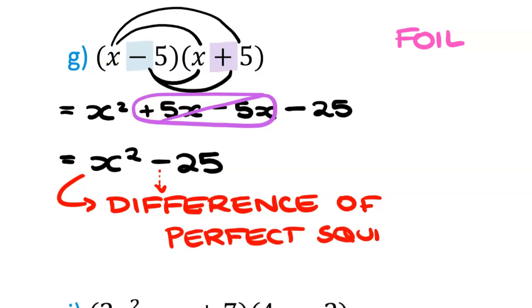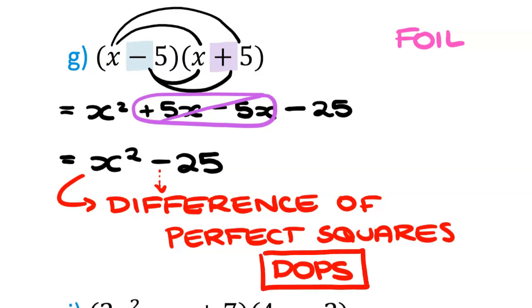Now, I don't know about you, but I can't be bothered writing that all the time, so we often shorten this to DOPS, difference of perfect squares. These are really, really fun questions, so if you had something like this that's got that plus and a minus, or a minus and a plus, x at the front of both brackets, the same number at the end, you'll always get an answer that looks like this.